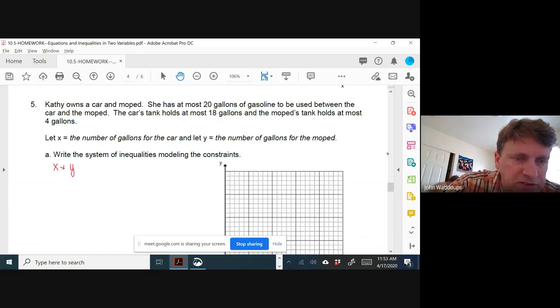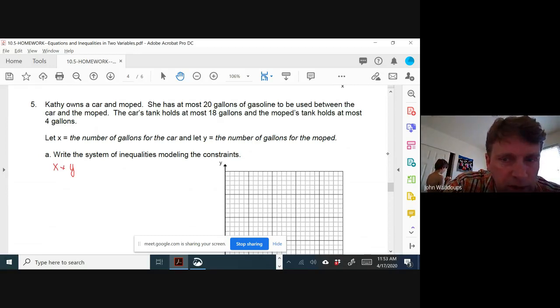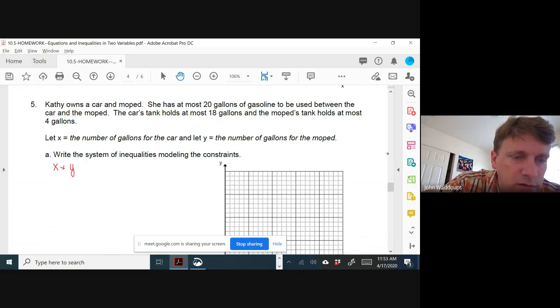X plus Y, I'm going to start out with that. X is the number of gallons for the car, and Y is the number of gallons for the moped. I started by just adding them together because she only has the two. If I put some gas in the car and some gas in the moped, then the total has to be less than or equal to the 20 gallons of gas that she has available.